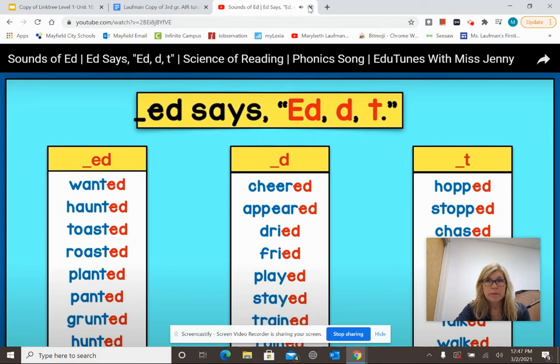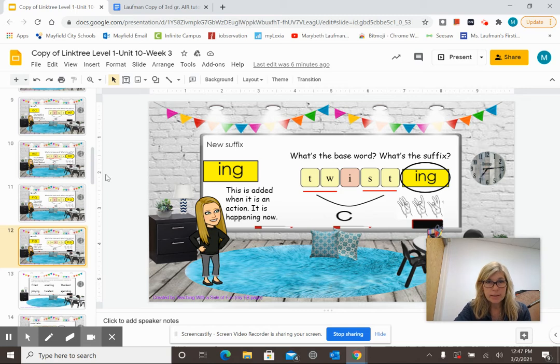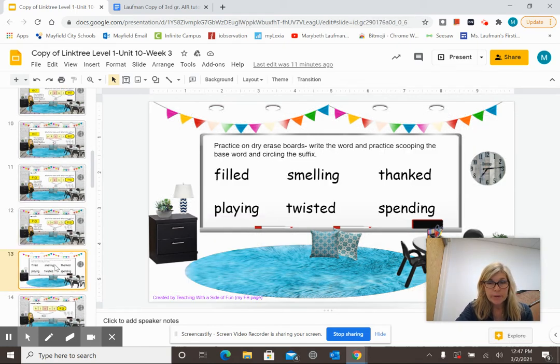All right, boys and girls. Now back to our lesson. What I want you to do now is get your dry erase boards out, and we're going to write some of these words and practice marking up the words. So the first word I want you to write on your board is the word filled. Write the word filled on your board.